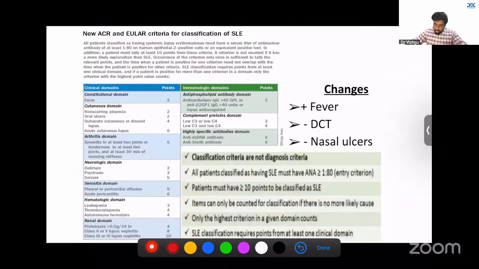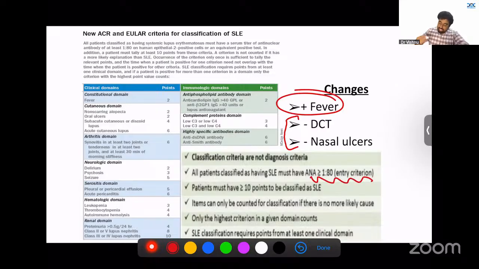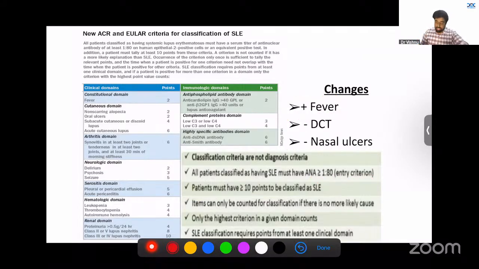So this is your newest criteria where they have removed the word nasal ulcers, DCT, direct Coombs test, they have removed, and added this constitutional domain of fever. And among this, you basically need a total score of 10 to be classified as SLE. Entry criteria will be there where ANA positivity of 1:80, that is the entry criterion. After that, you should have at least one clinical domain, one lab domain, and when you add those points, at least 10 should be there.